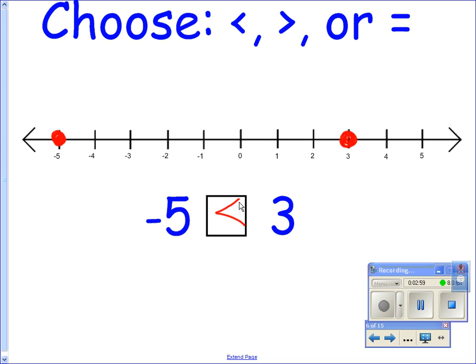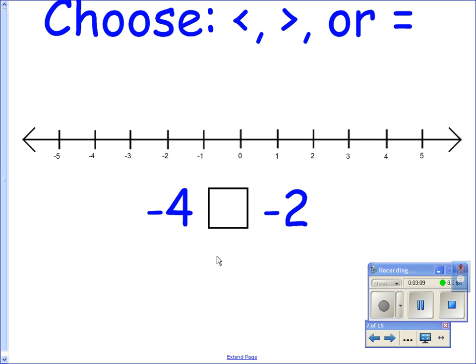Remember the alligator from elementary school? It always wants to eat the bigger amount. So -5 is less than +3. This one, let's plot these points, -4 and -2. -4 is here on the number line. -2 is here. So since -4 is more to the left, we're going to have -4 is less than -2.